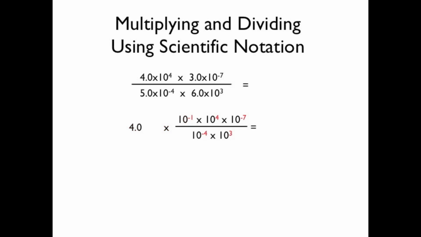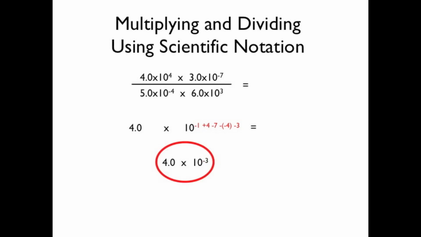Combining all the exponents in these powers of 10 gives you -1 plus 4 minus 7 minus -4 minus 3, or, when summed, is -3. So your final answer is 4 times 10 to the minus 3.